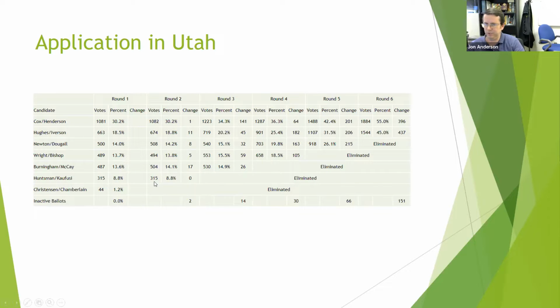So we recalculate the percentages. And you can see a little bit of shifting. 44 is not a whole lot of votes, but you see some shifting. And again, no one rose above 50%. So we do the same thing.